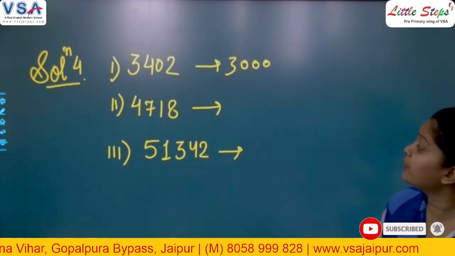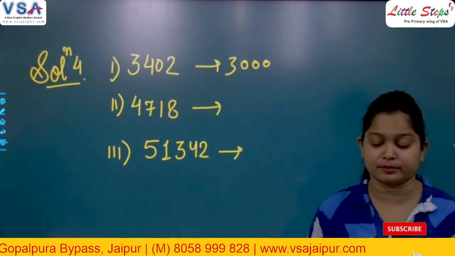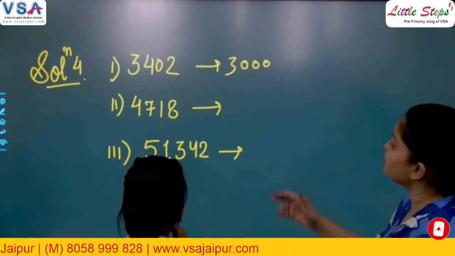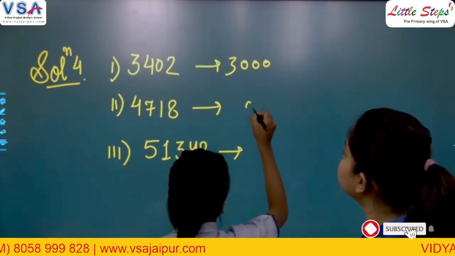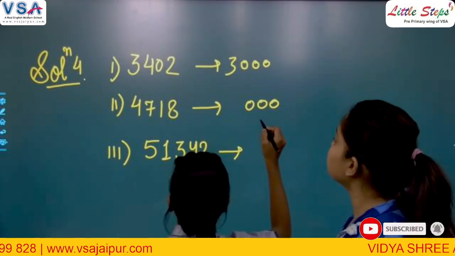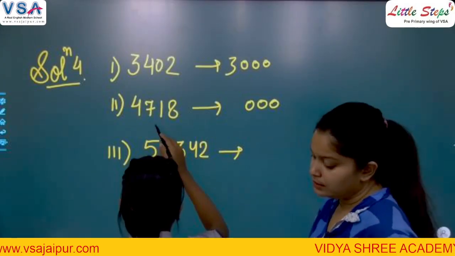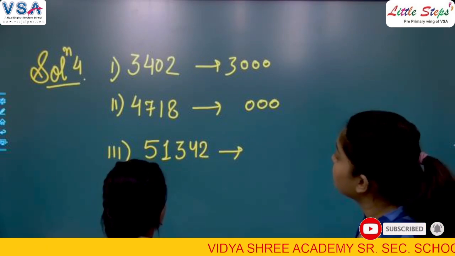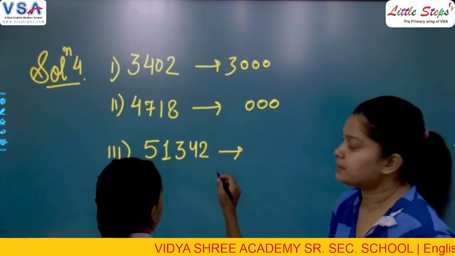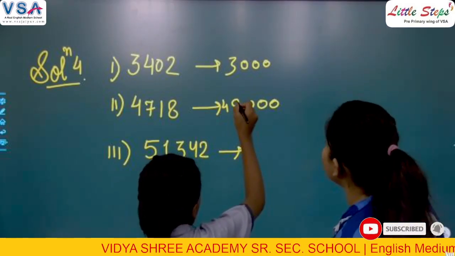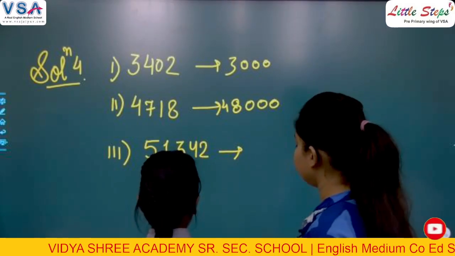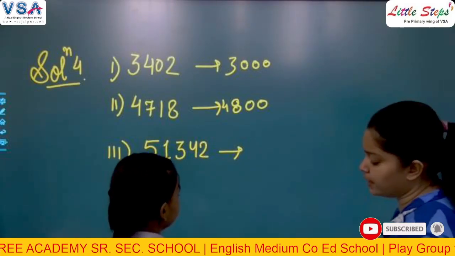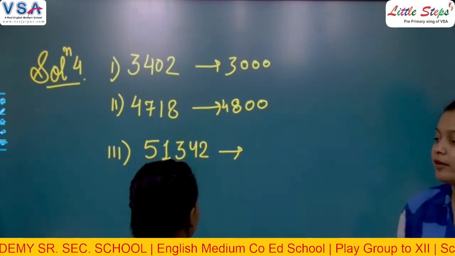Come for the next part. We have 4,718. First of all, you have to write zeros. On which place will the last zero come? On 7. Is 7 the bigger number or smaller number? So what do we have to do? 48. We will make 48. Remove 1 zero. Okay. 4,718 is nearest to 4,800. Good, Janvi.